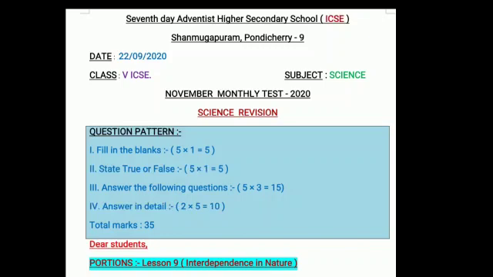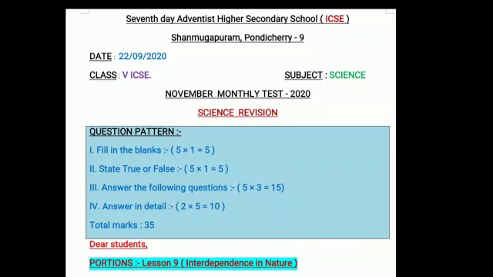First Roman letter is fill in the blanks. Second is state true or false. So Roman number 1 and 2, you'll be asked objective type of questions from the lesson. And Roman number 3 is short answer. And Roman number 4 is long answer type of questions.